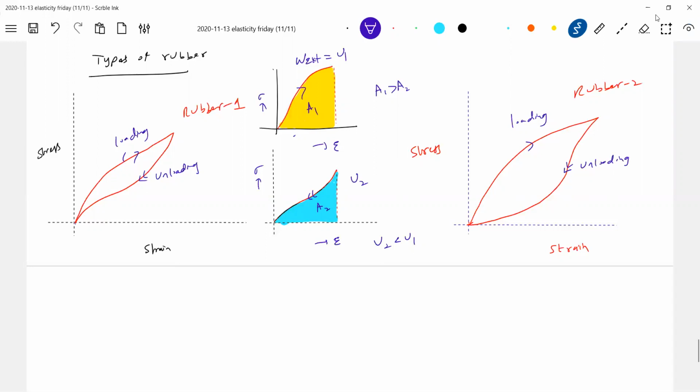So what shall I put here? External agent. So heat generated in the body is equal to, from the stress versus strain graph, the difference in area, A1 minus A2, or U1 minus U2. Fine.